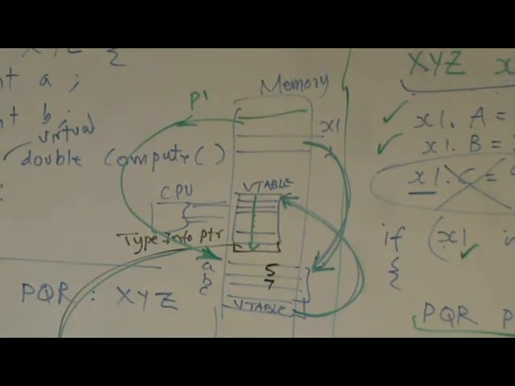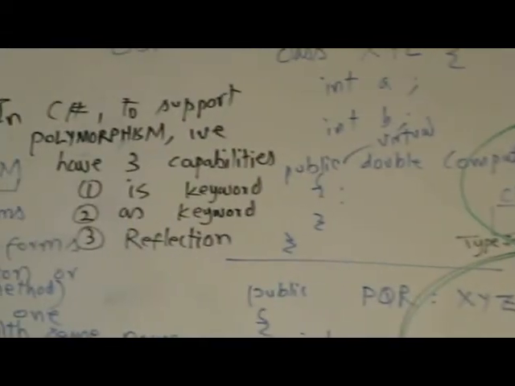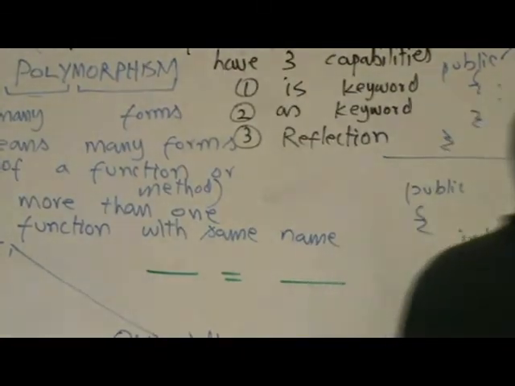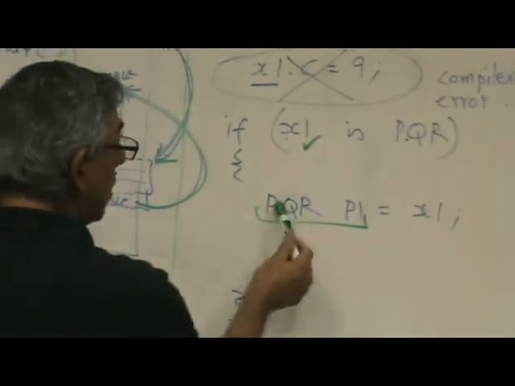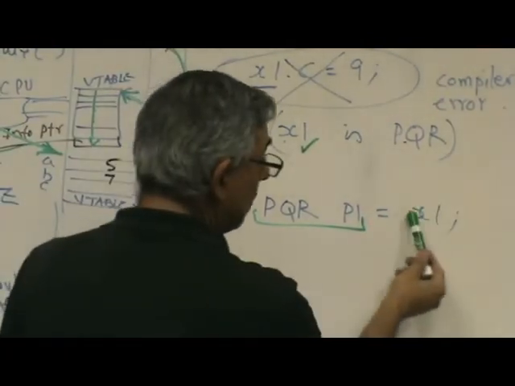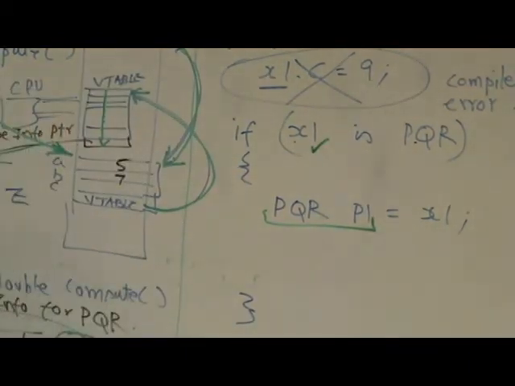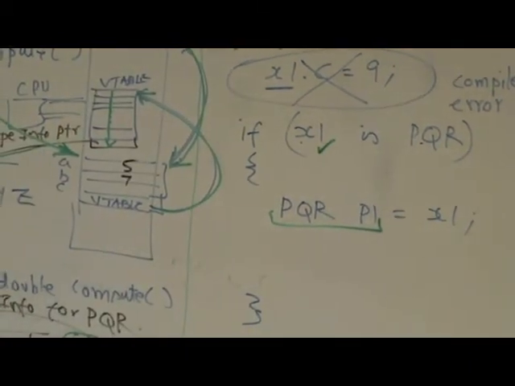C#, like Java, is a strongly typed language, meaning the data type of the left side has to match the data type of the right side. What's the data type of the left side? PQR. What's the data type of the right side? XYZ. They do not match. So compiler will not let you compile it.